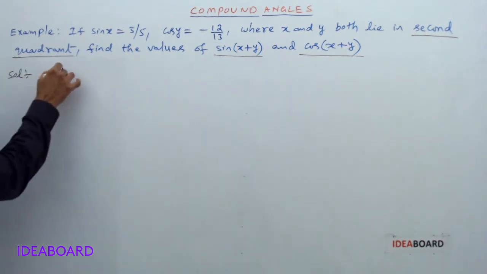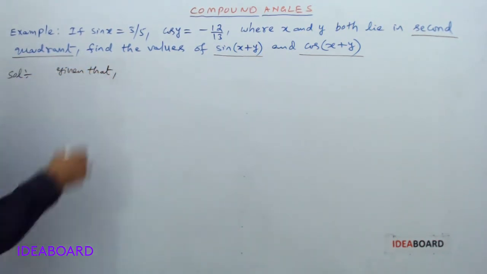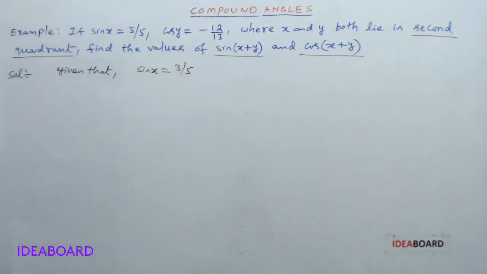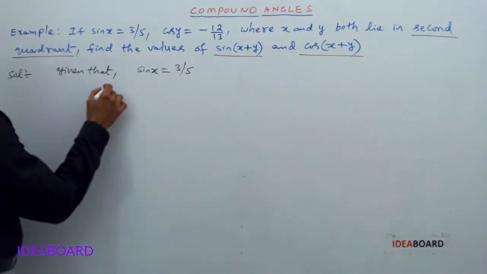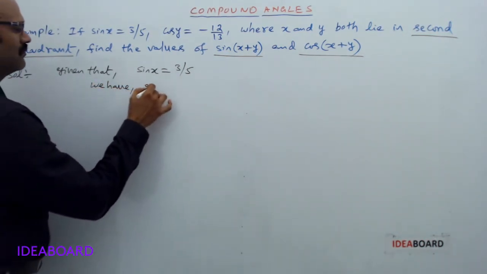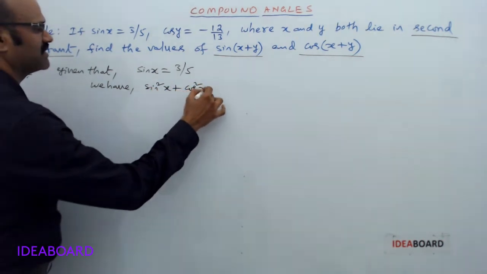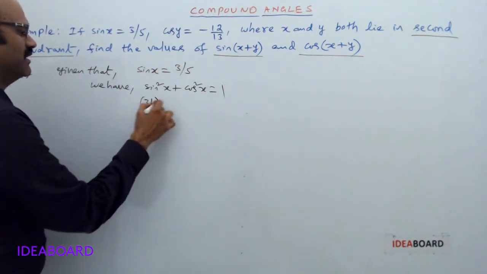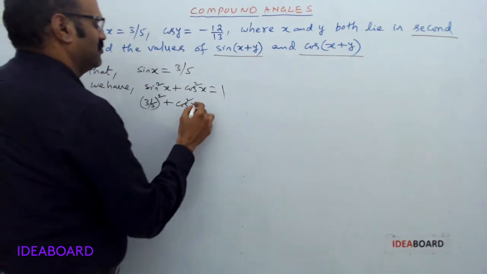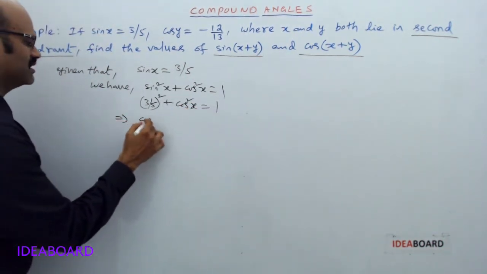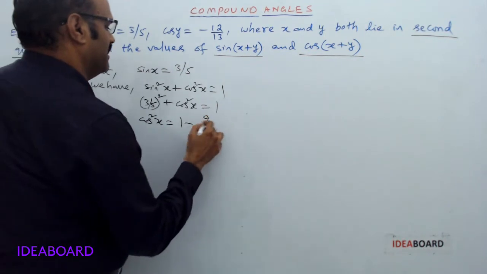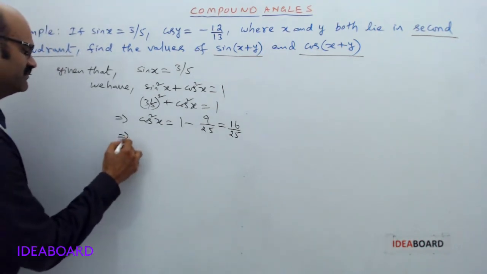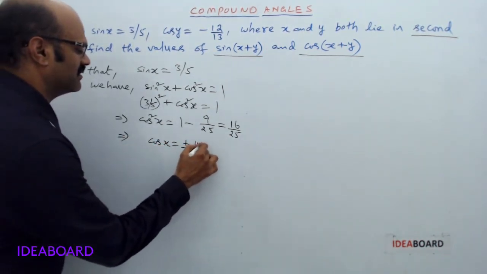Given that sin x equal to 3 by 5, we have sin square x plus cos square x equal to 1. Sin x equal to 3 by 5, so 3 by 5 whole square plus cos square x equal to 1. It implies cos square x equal to 1 minus 9 by 25 equal to 16 by 25. It implies cos x equal to plus or minus 4 by 5.